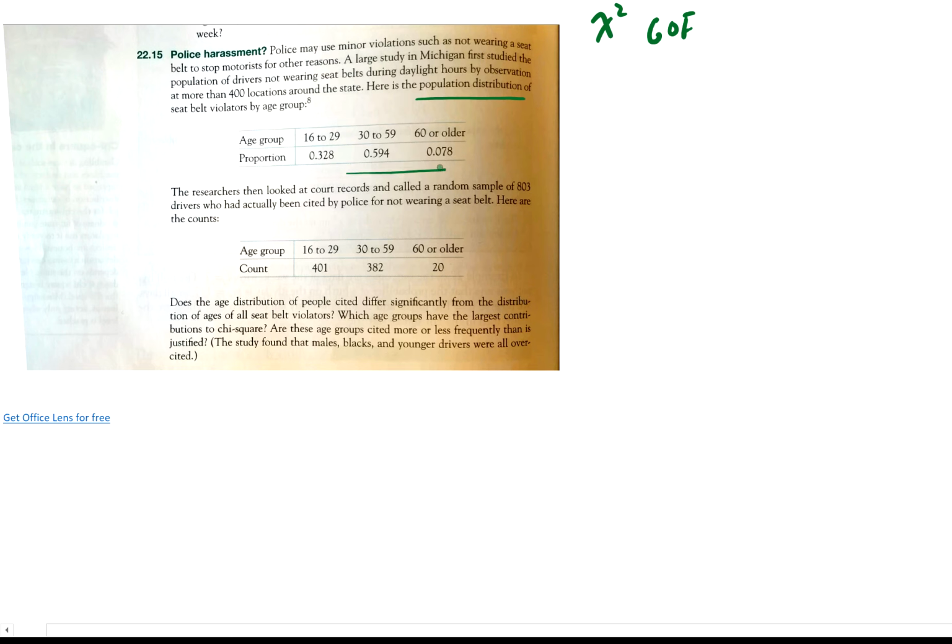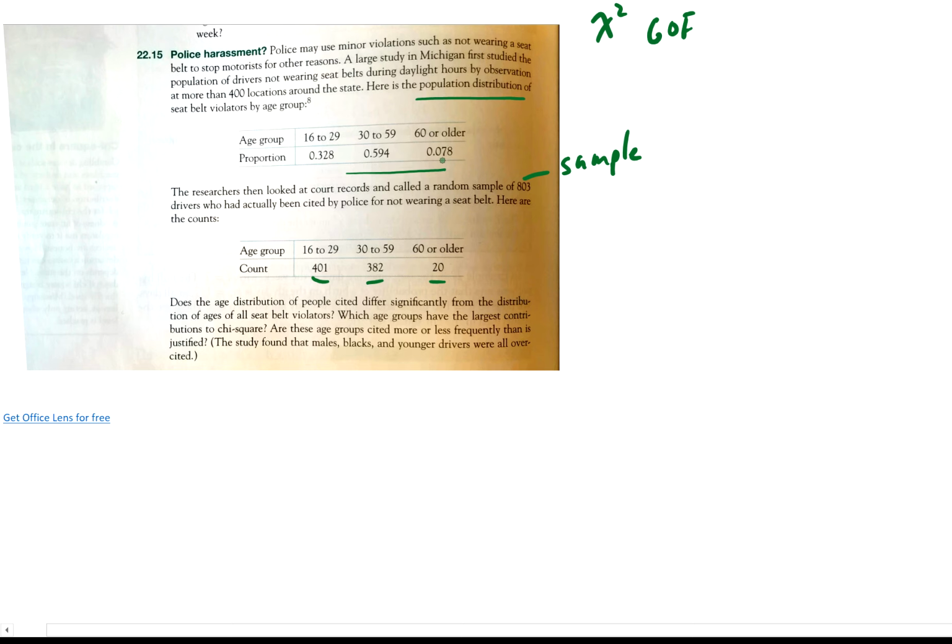The researchers then looked at court records and called a random sample of 803 drivers who had actually been cited by police for not wearing seatbelts. Here are the counts. So here's my sample. And here's what we got for my sample. And we want to see, does this sample match up with the population?